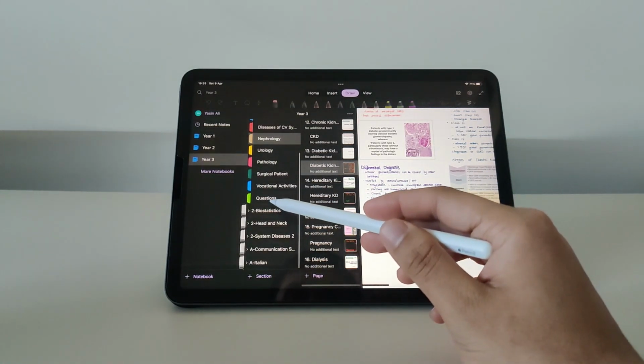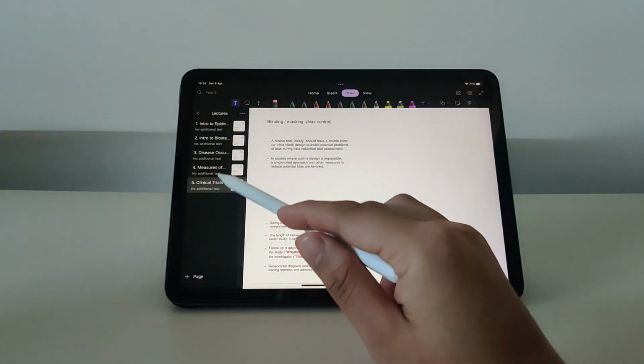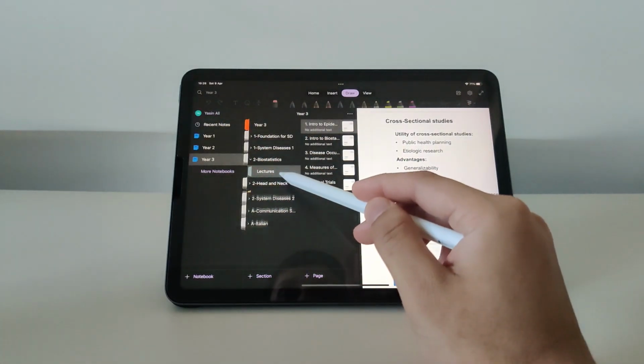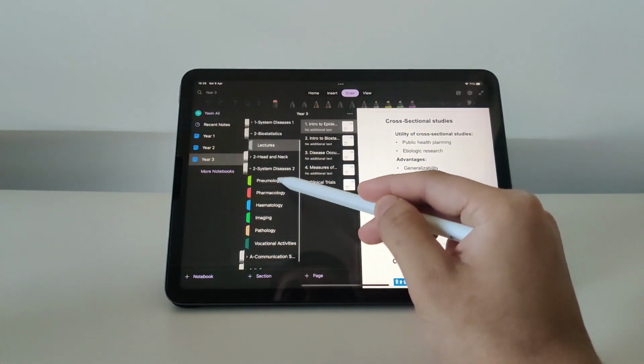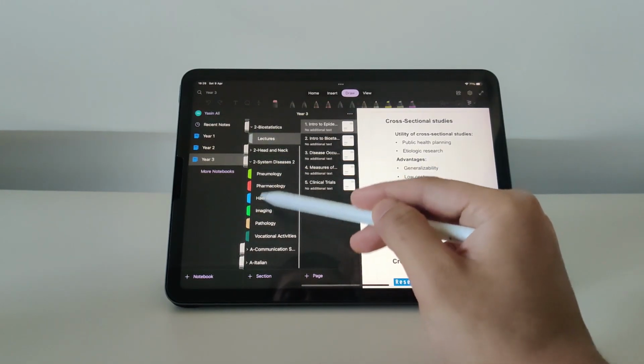And for example, first semester is over now, it's second semester, so we've got biostatistics, head and neck, system disease, and as you can see, it's so easy to organise and group all the notes as well.